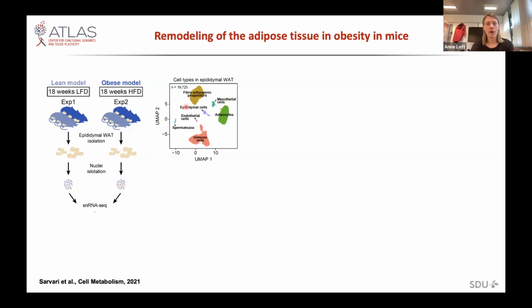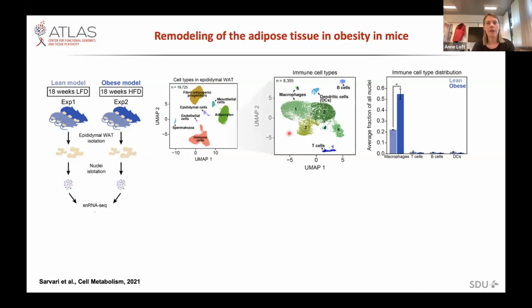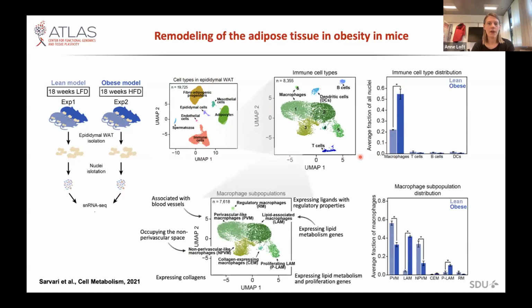So we could recover all of the major cell types in the white adipose tissue. We could then zoom in on the individual cell types, for example, the immune cells, where we could see that the fraction of macrophages really increased in response to high-fat diet feeding in mice. And we could further zoom in on these macrophages, and because the resolution is so good in this data, we could subcluster the data and identify subpopulations of macrophages. And here we could also study the fractional shift in this compartment in response to high-fat diet.